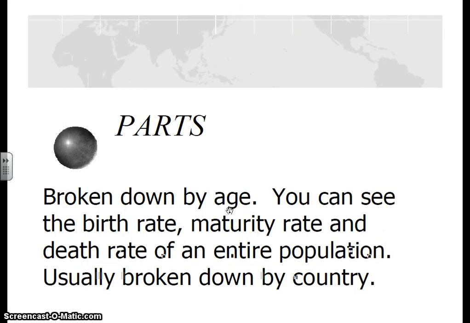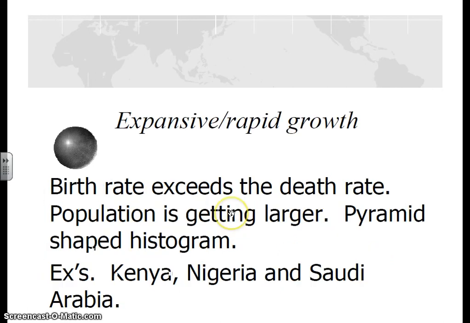Just to review, each bar of the histogram is broken down by age. And so you can tell birth rates, death rates, you can even tell things about infant mortality. If the birth rate is higher than the death rate, that's the definition of population growth. And you can tell because you'll see that definite pyramid shape on either side that we looked at earlier.